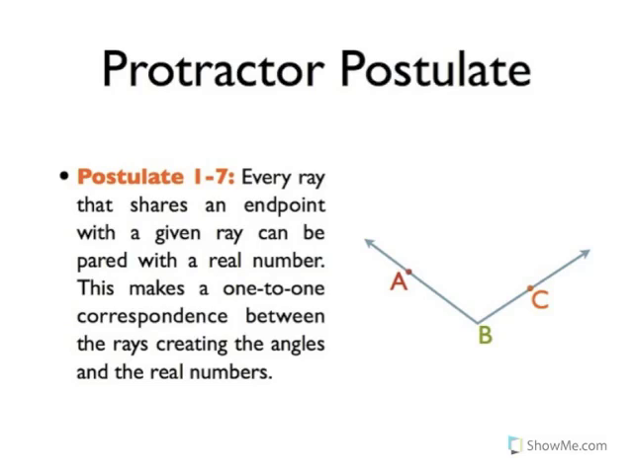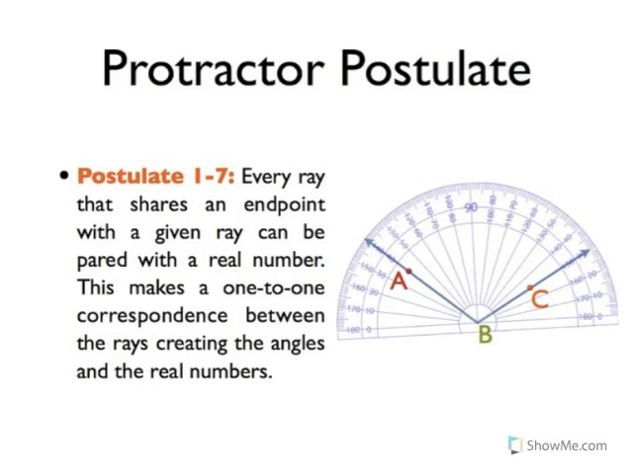It makes a little bit more sense with a protractor. And again, the wonders of technology. You will see at point A that there are a couple of numbers here, 140 and 40. And at C, there are a couple of numbers here, 150 and 30. You would only use one set of those numbers, either the inside or outside, but there is a one-to-one correspondence to each of the rays.